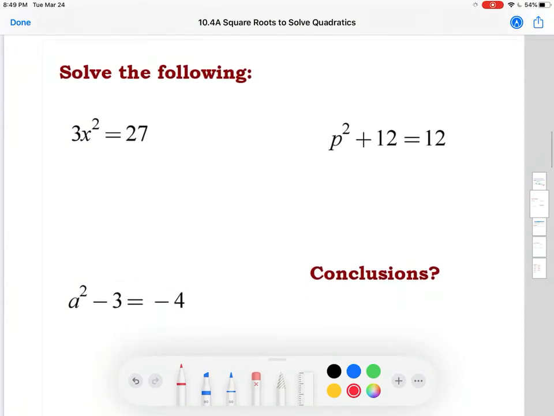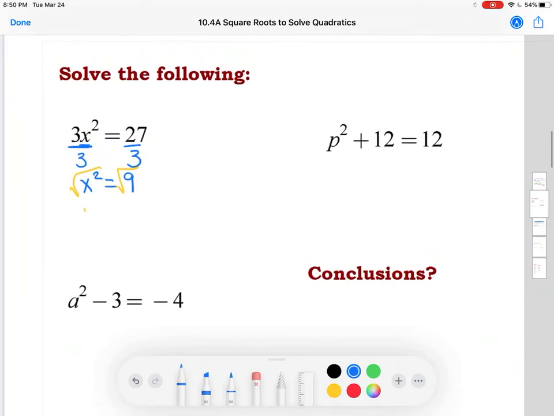Let's check out what some of these things look like. So here's some equations for us to solve. They look pretty fun. So our first example, we want to isolate x squared. So to do that, I have 3x squared, so I'm going to divide both sides by 3. So I have x squared equals 9. All right, then we're going to square root both sides, because that's how we undo x squared, remember? And this is going to give me x equals plus or minus 3.